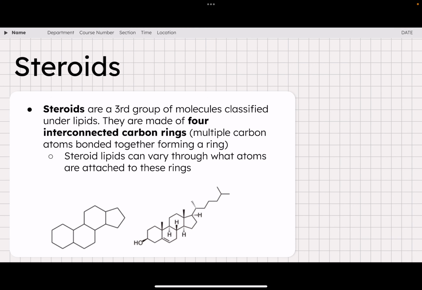Now, steroids are the third group of molecules classified under lipids, and their only point of recognition is that they have 4 rings. You can tell by these two diagrams that they have 4 rings.